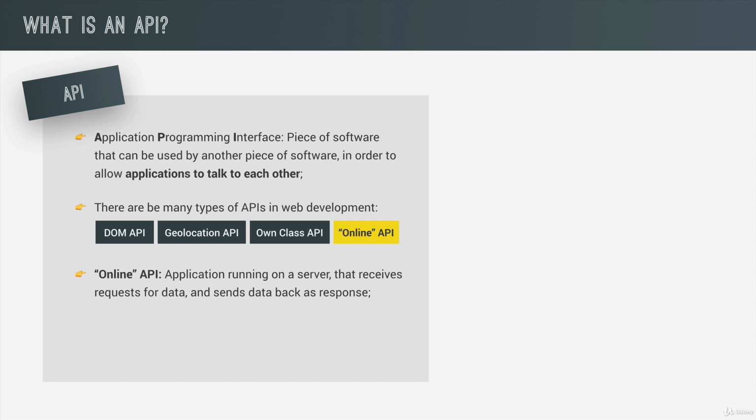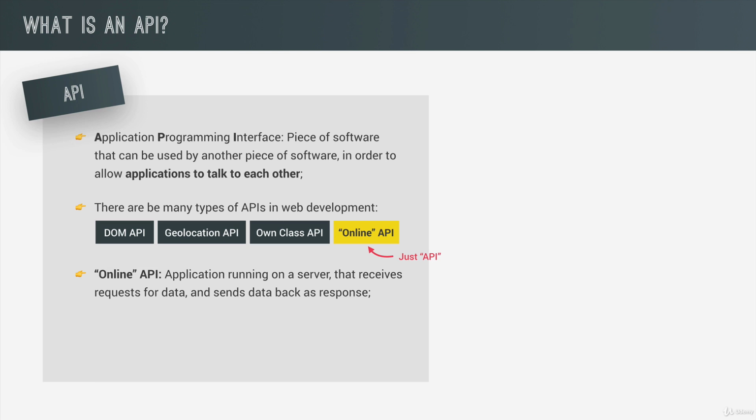Now, when building applications in practice, we simply call these online APIs API. And many people will also call these APIs web APIs, or again, just simply API. So the term online API is actually a term that I came up with myself, because the term web API is actually also used for other things.